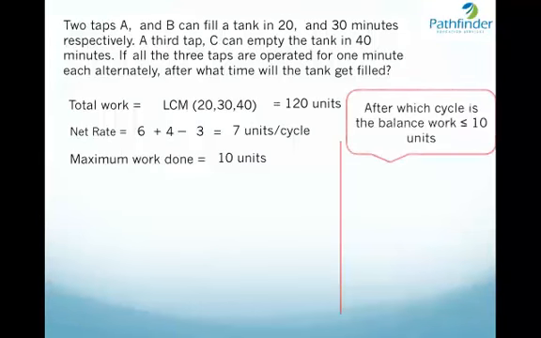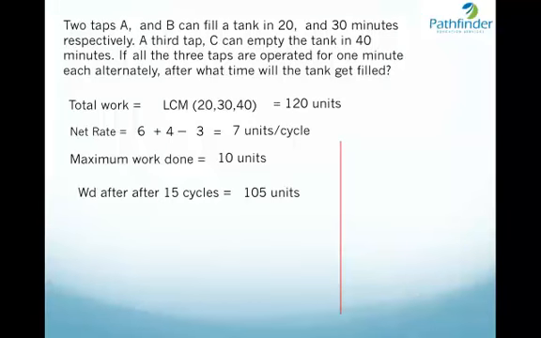So let us solve it. After which cycle will the balance work be less than or equal to 10 units? Let us start counting. If in one cycle 7 units of work is done, then the work done after 15 cycles is equal to 105 units. What is the balance work right now? The balance work is 15 units because 120 units of work is required. It is still more than 10 units.